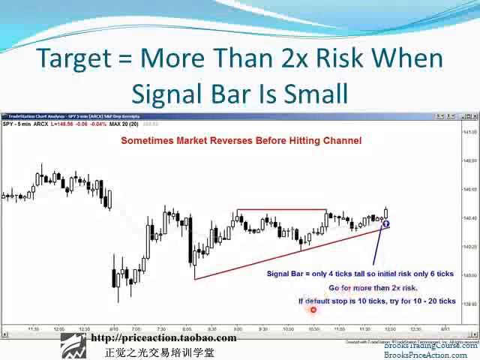If your default stop typically is 10 ticks in the spider, you might try to get 10 to 20 ticks if you're going to have a limit order in the market to take profits. Otherwise, you can wait to see what the price action is. Maybe you can go for a profit target just short of a measured move up, maybe from this low to this high.